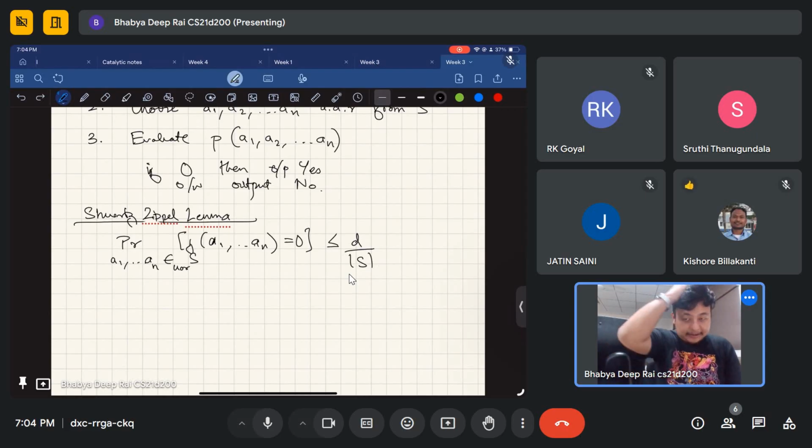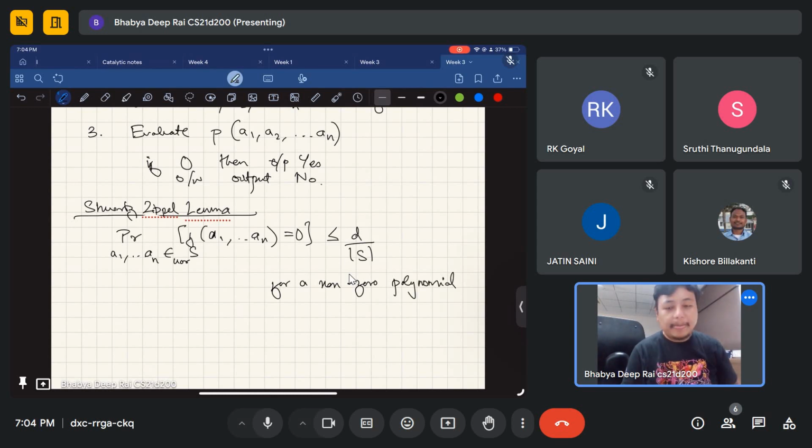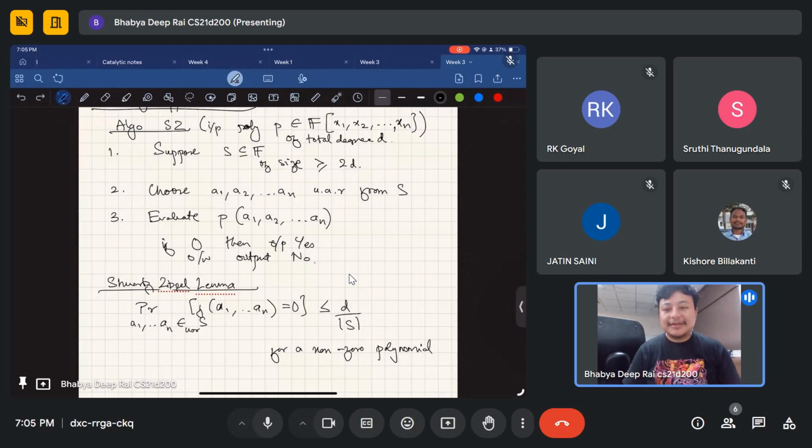Good question. So the Schwartz-Zippel lemma says that when you sample from this set uniformly at random, the probability that the evaluation is equal to 0 is at most d by s for a non-zero polynomial. Now they've said only about non-zero polynomial. What if it's a zero polynomial? Can you think about it? What happens to this algorithm in the case that it's a zero polynomial?